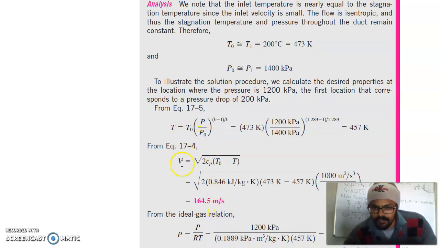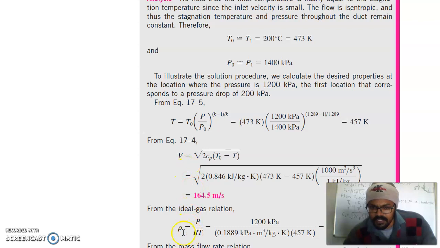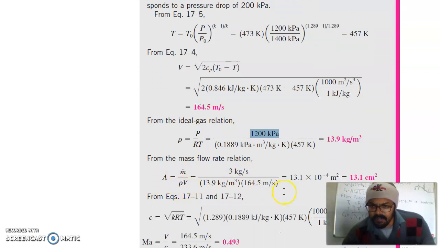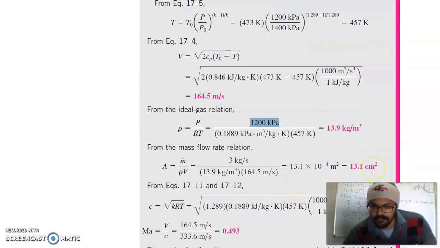We had got temperature, velocity. From this relation, density is equal to pressure upon RT. Pressure is 1200 kPa, temperature is 457. So we got density. We can find area. Mass flow is given. So mass flow is equal to density into velocity into area. We can calculate area. Area comes out to be 13.1 centimeter square.